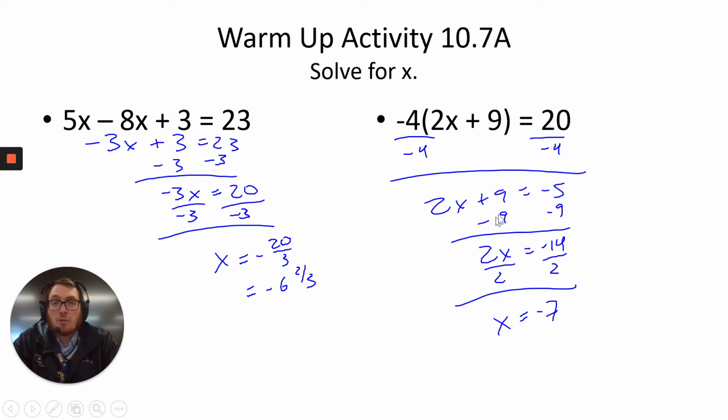From there, it's just a two-step equation. Subtract 9 on both sides. Remember, negative 5 minus 9 is negative 14 because they're on the same side of the negative realm, and so they just add together and become negative 14. Then you divide by the 2 and you get x equals negative 7 as your final answer.